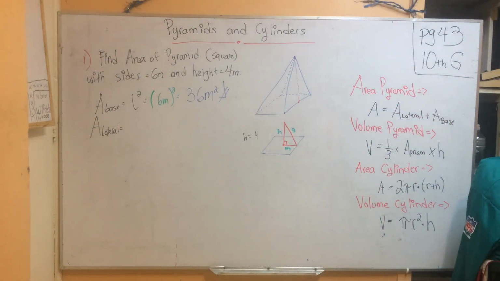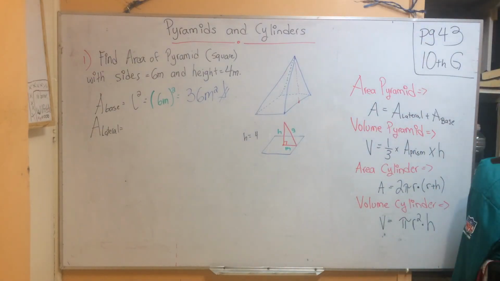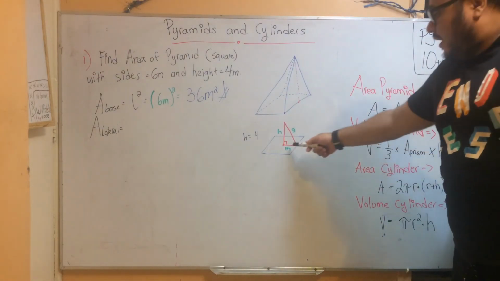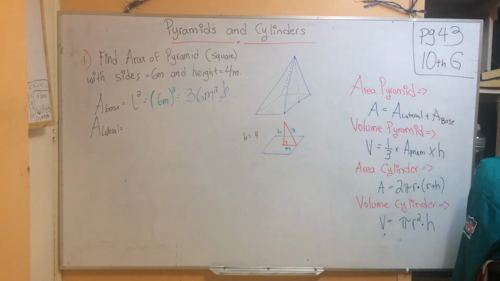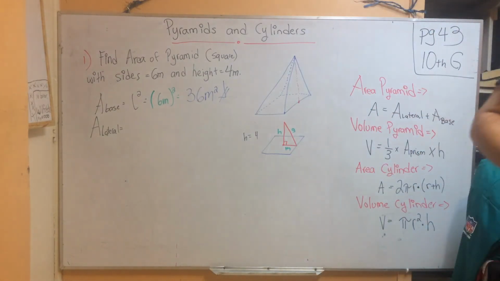Okay? So we need to find this, which is going to be the height. Well, technically the height of this triangle. But that's what we need. We need to find this side so that we can find the area of that lateral. Why? Because remember the formula of the isosceles triangle.